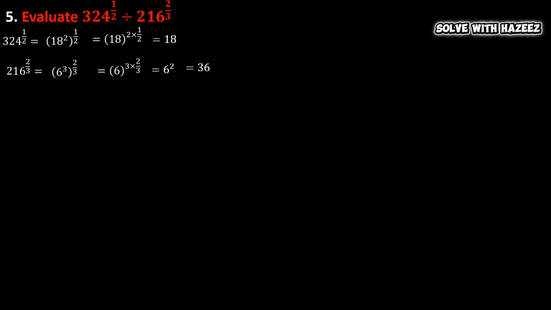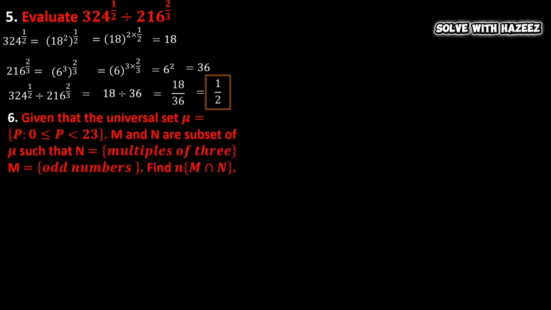So joining these two solutions, we are going to be having 18 divided by 36. And 18 over 36 is the same thing as 18 divided by 36, because 18 can divide 36 two times. So we are going to be having 1 over 2 as the result of number 5. So let's go down to number 6.